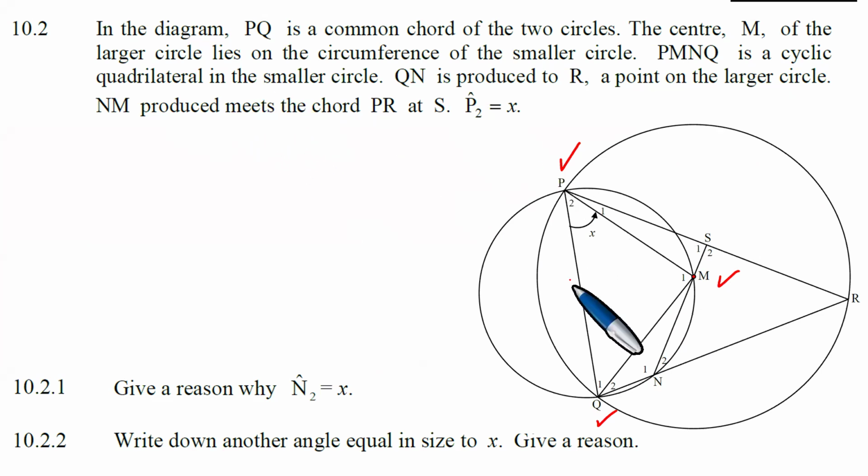QN is produced to R, a point on the larger circle. NM produced meets chord PR at S. You have S there. The angle P2 equals X.